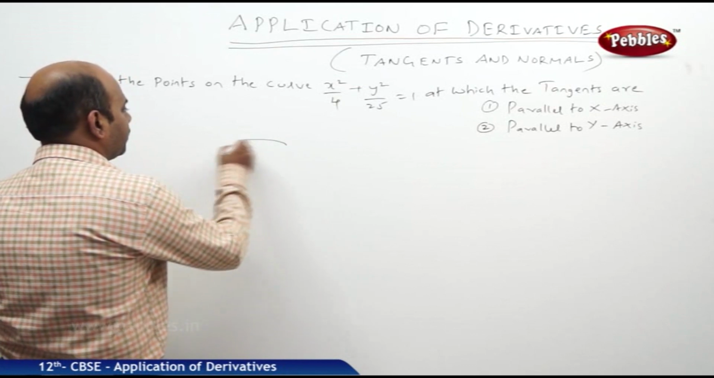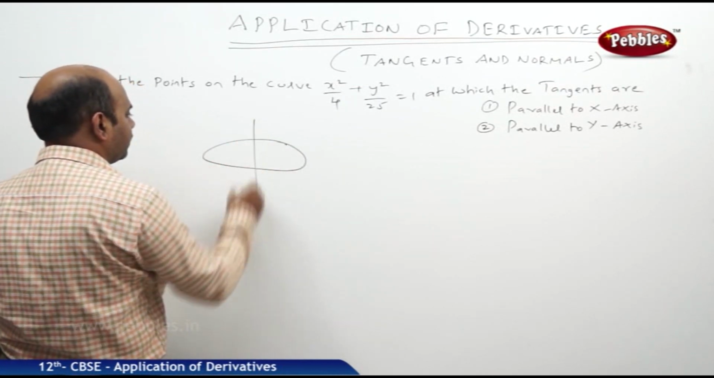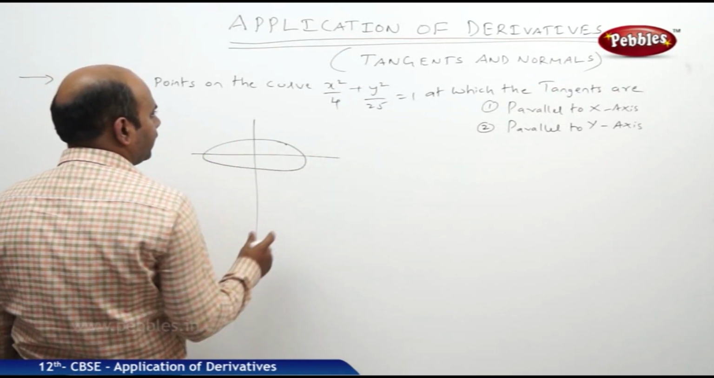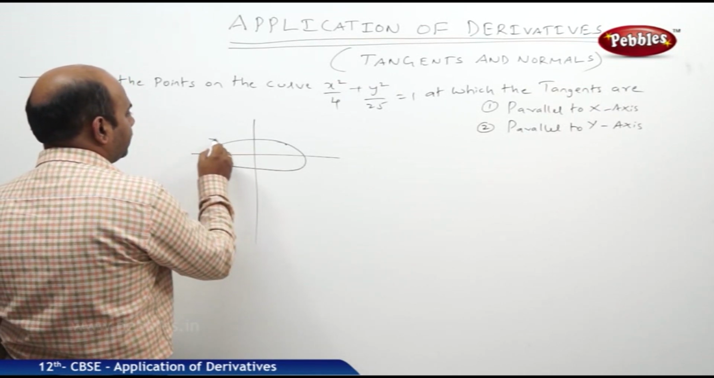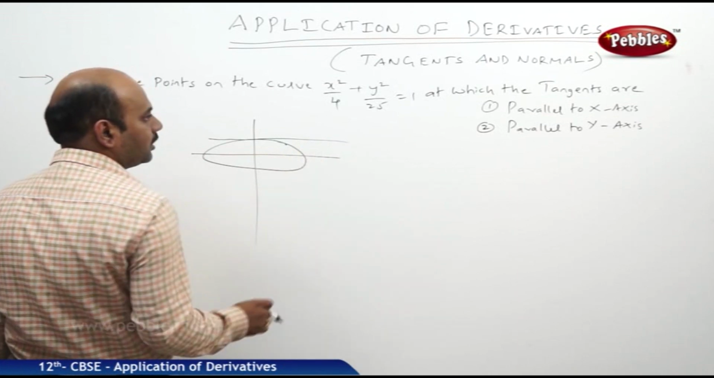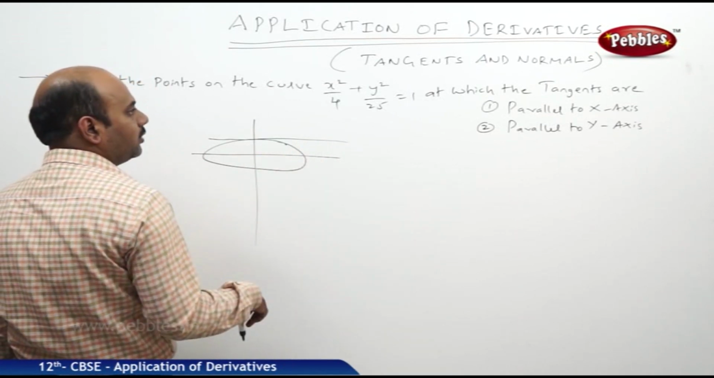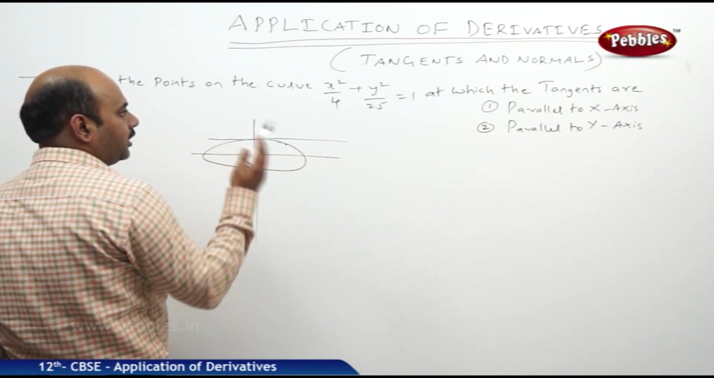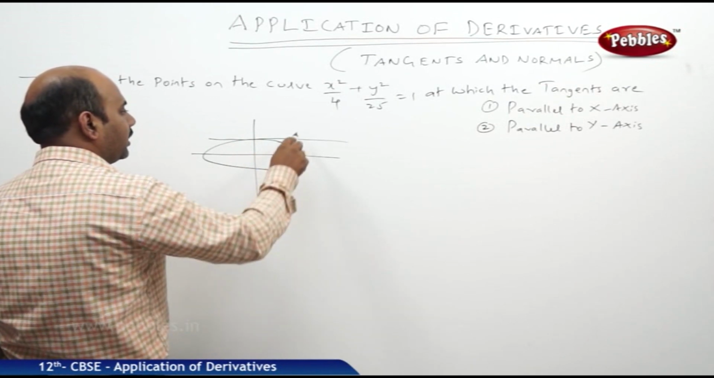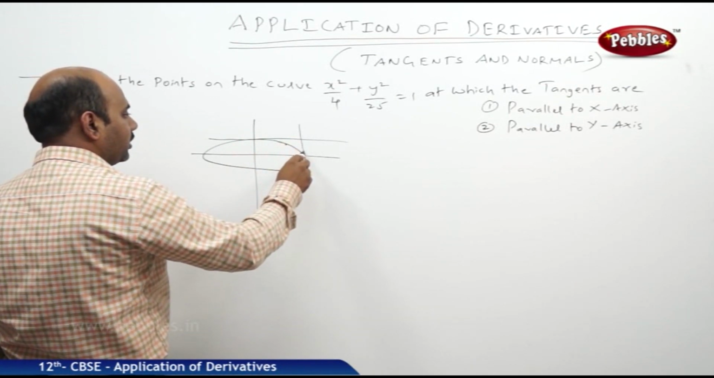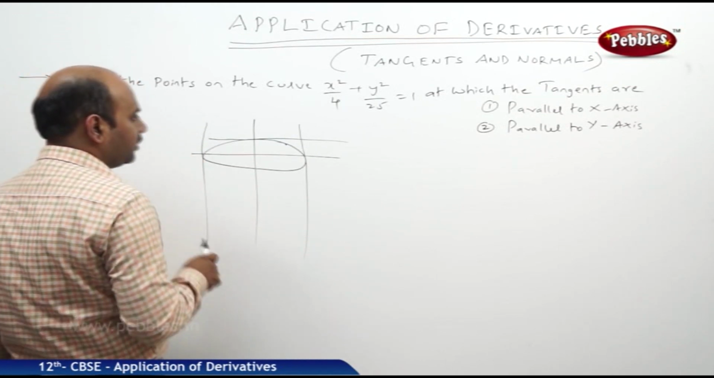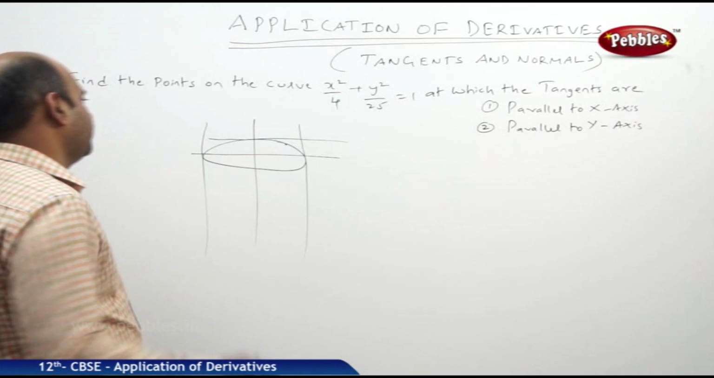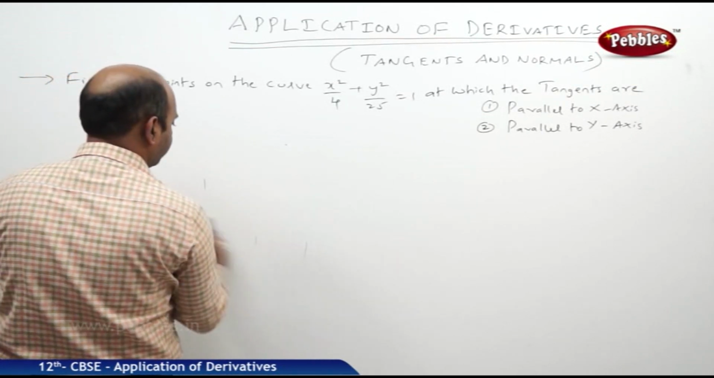What it tells means, suppose this is the required ellipse, right? We need to find the equation of the tangent which is parallel to x axis. That means we need to find the equation of this particular line, right? And another time we need to find the equation of the tangents which are parallel to y axis. Parallel to y axis means the line goes like this, or the line goes like this, right? So we shall try to solve this particular problem.